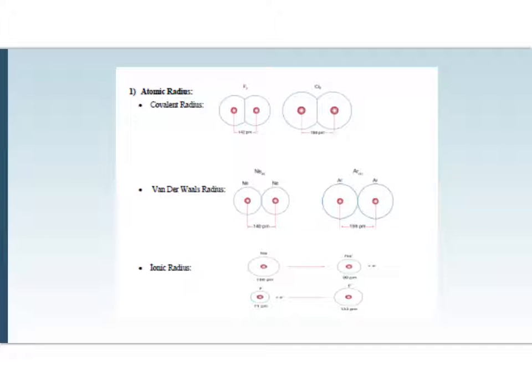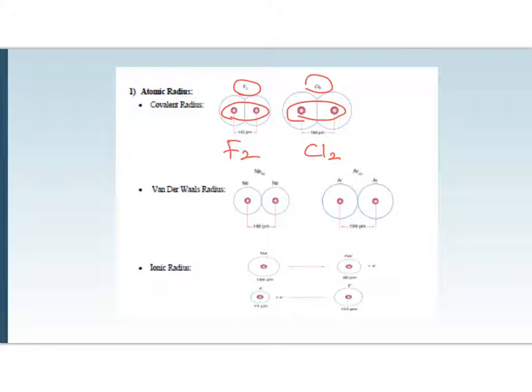Now here are the types of the atomic radius. For example, the covalent radius. If we are talking about the covalent radius, this means the covalent bonding, like in fluorine, F2 here, and like in chlorine, Cl2 here. So the distance between these two nuclei is known as the atomic radius.